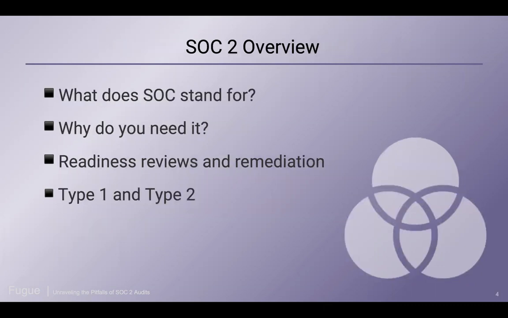So now that we got some of the basics out of the way, let's talk about an overview. We'll start taking a look at this whole thing. What is SOC? What does it stand for? The term stands for service, I've also heard system, service organizational controls. And we just talked about what all of that means.